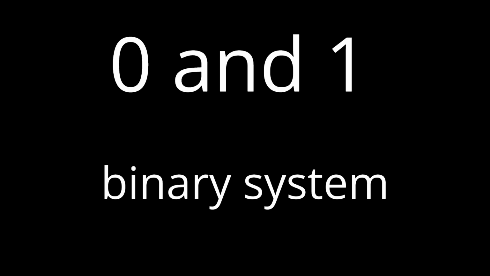Did you know that computers don't count like we do? Instead of using 0 to 9, they usually use two numbers, 0 and 1. This is called the binary system.